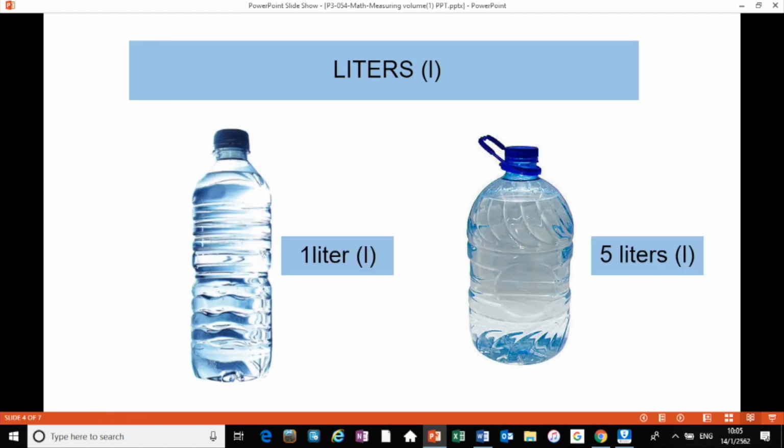But when we look at bigger containers, how about the bottle? How much does the bottle hold? 1 liter. But you see the very big bottle, the very wide bottle you sometimes see in the big supermarkets. How many litres does that hold? 5 litres. So how many of these bottles will fit into that bottle? 5. You could take 5 1-litre bottles and put them into one 5-litre bottle.